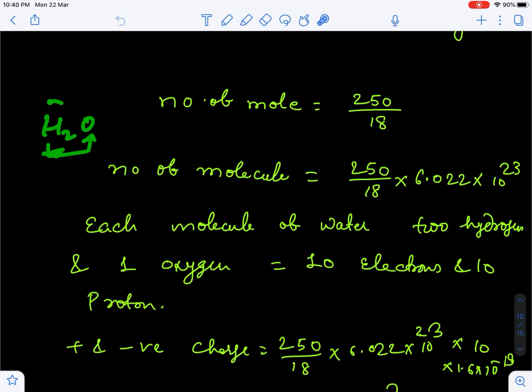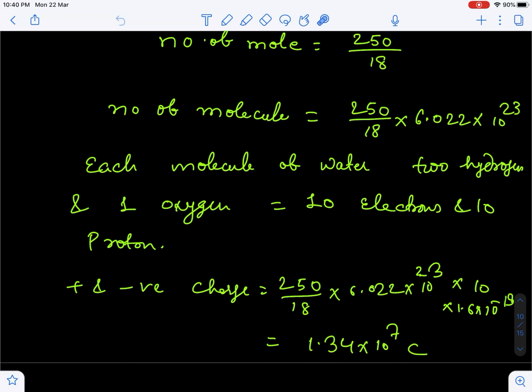Each molecule of water, you know the formula of water is H2O, contains 2 atoms of hydrogen and 1 atom of oxygen. That means the number of electrons is 2 plus 8, so 10. So 10 electrons and 10 protons also, no? Because water is neutral, there is the same number of protons as electrons.